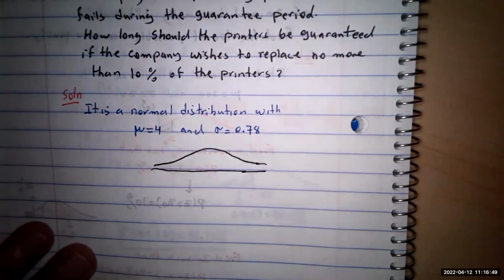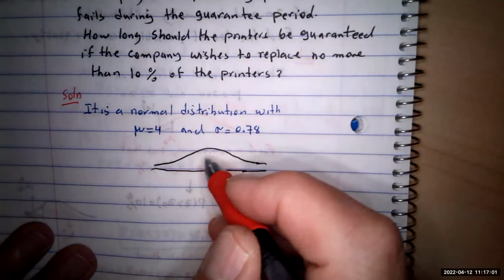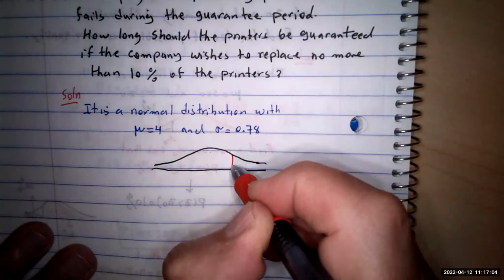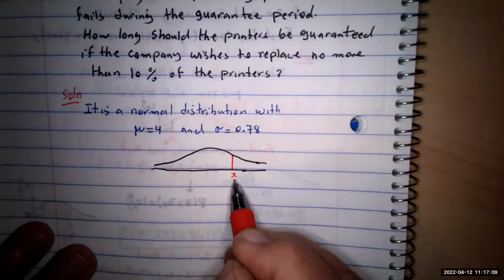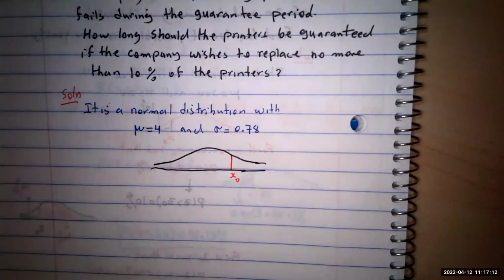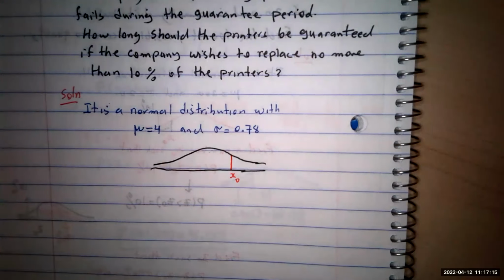So let's see how we're going to identify the problem. The problem is going to be the time that we are going to warranty, the number of years. If you warranty, for example, 4 years, 3 years, 5 years, we're going to call it X0. So this is going to be the time for the guarantee. The company would replace only 10% of the printers during that period. So think about it. Where is the 10%?